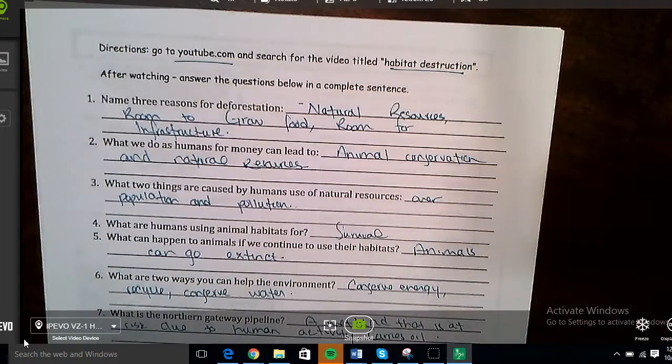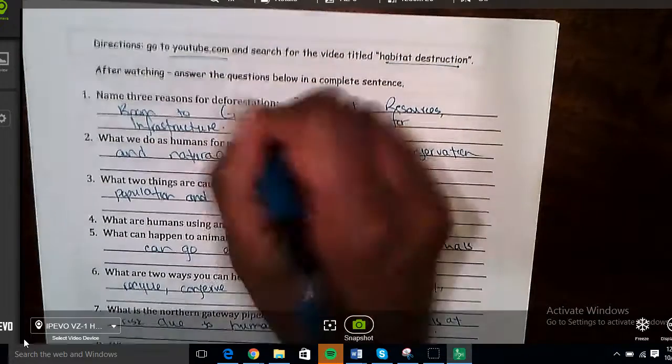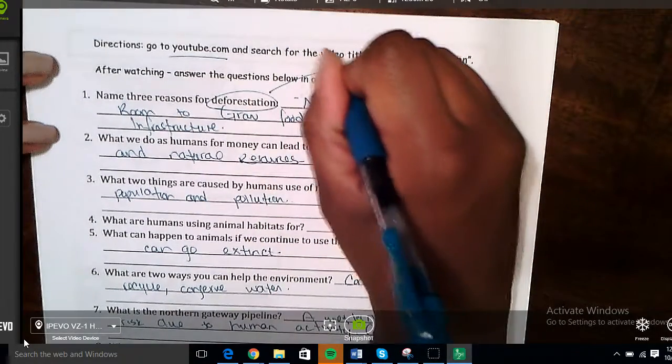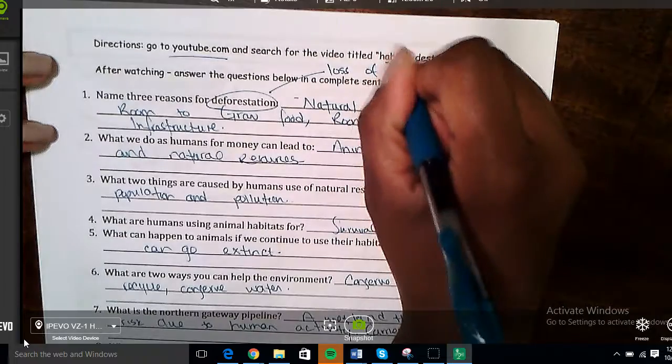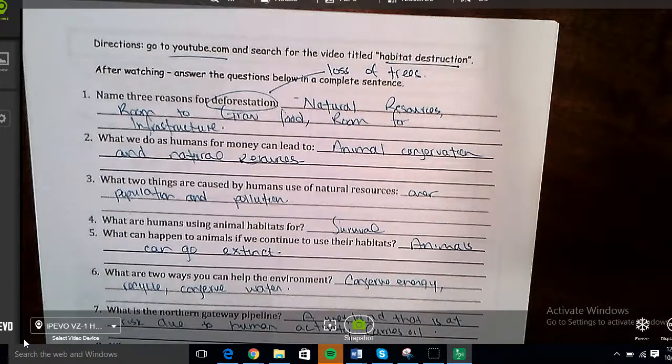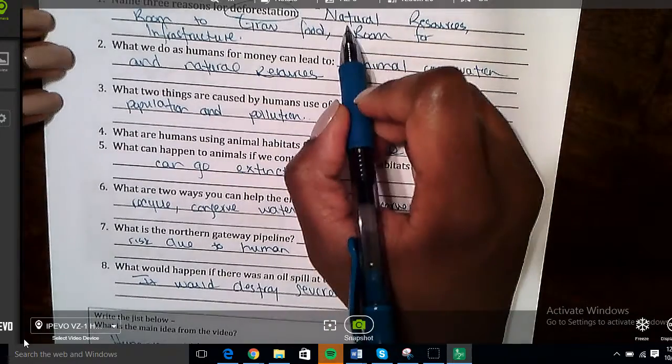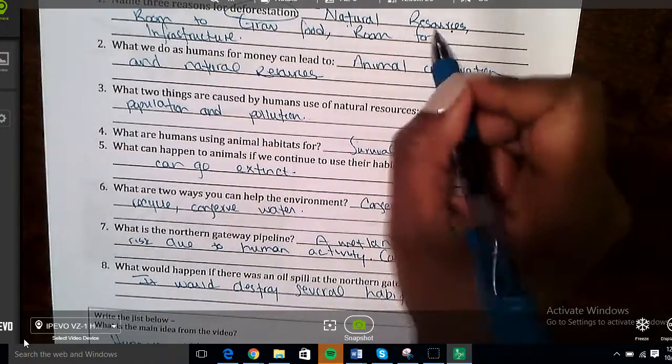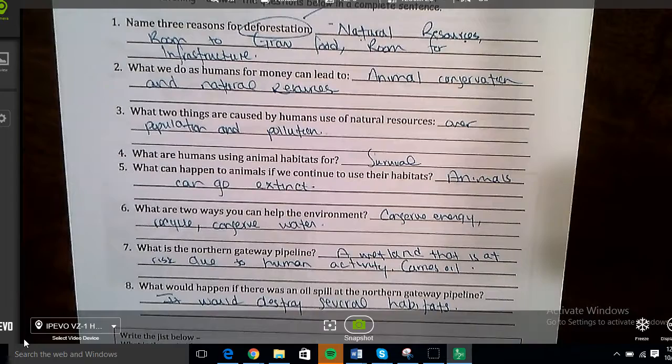So number 1 said name 3 reasons for deforestation. And the term deforestation means just the loss of trees. So we're talking about trees being cut down or entire forests being cleared. We use them for natural resources. So we're cutting down more trees for natural resources. We need room to grow.